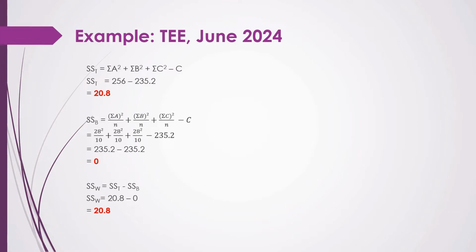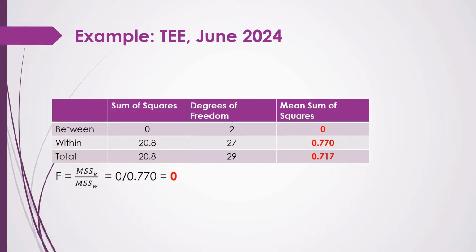Since we have all the three values now, let's go and fill in the ANOVA table. Here I have filled in the table. I have divided this column by this column and got my mean sum of squares. 0 by 2, 0, 20.8 by 27, 0.770, 20.8 by 29, which is 0.717.